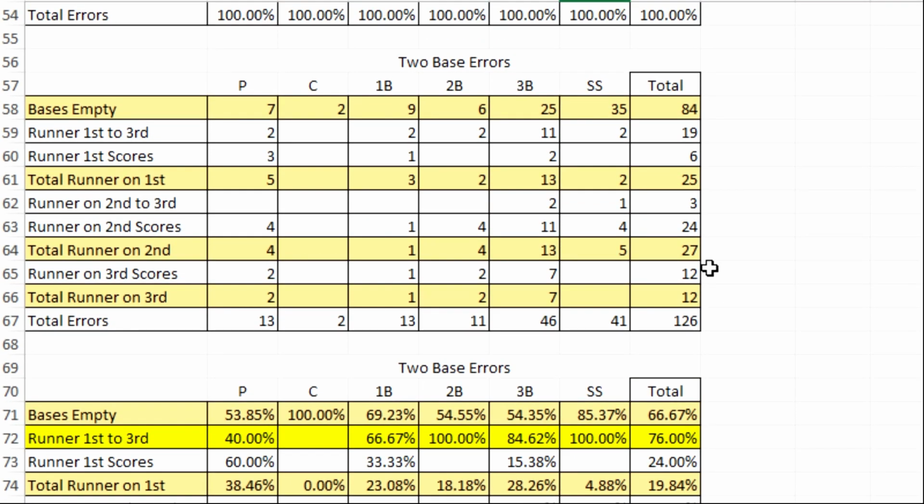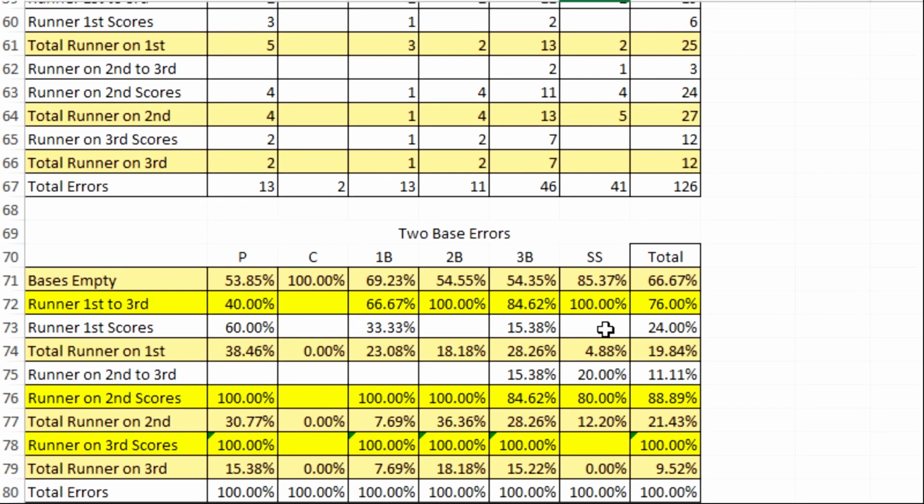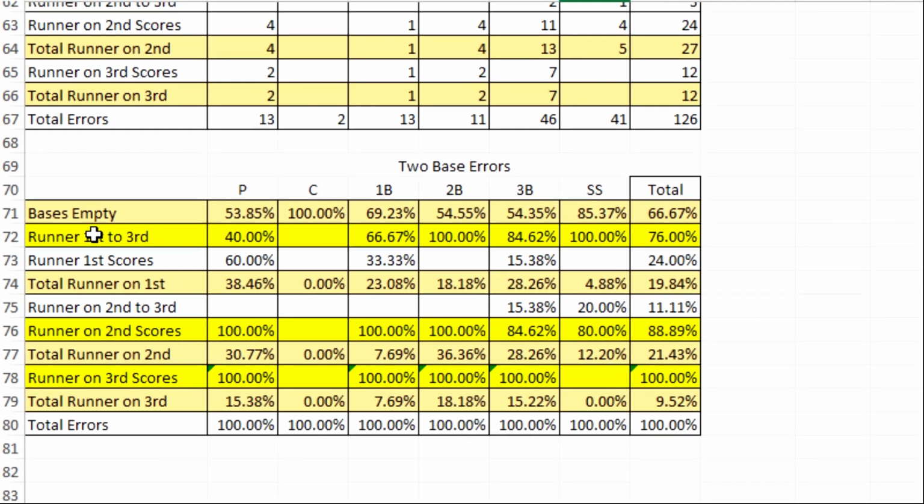Finally, if we look at two base errors, where the batter makes it to second, again, not as many overall, so we're looking at very small sample sizes here. And again, I've highlighted in yellow where the runner gets two bases on the two base error. We can see again that a quarter of the time the runner on first is scoring on a two base error. Only 3/4 of the time is he holding at third.